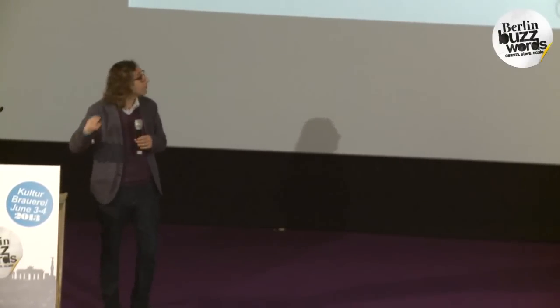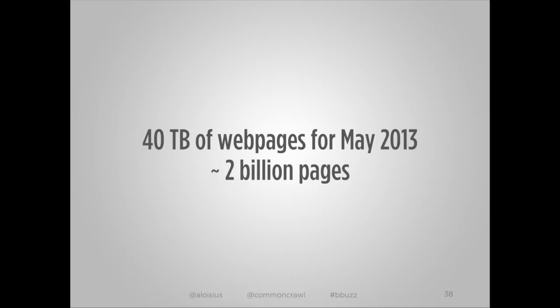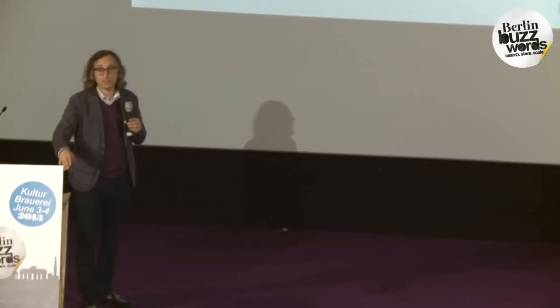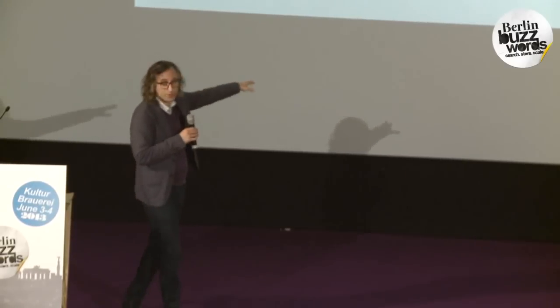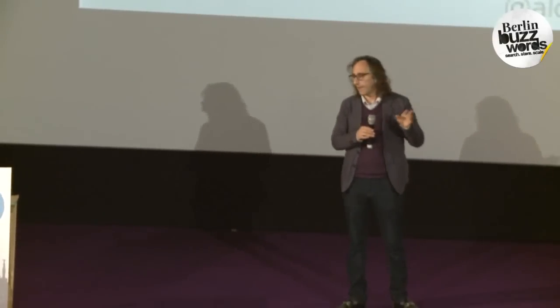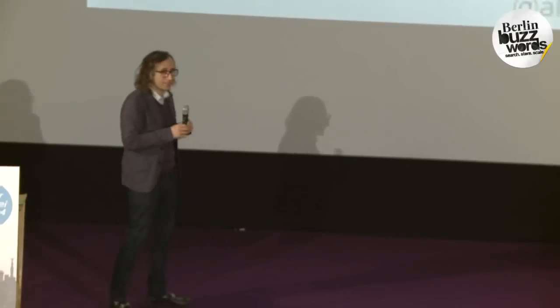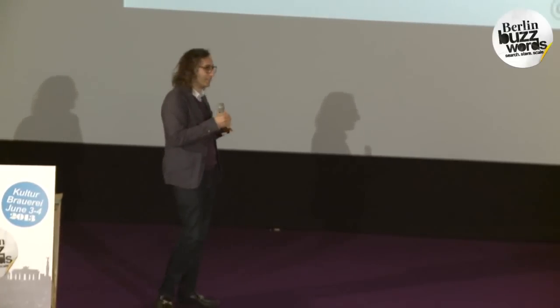For May of 2013, we have 40 terabytes of web pages, about 2 billion. And we're just starting this. This was all fetched using Apache Nutch, which we've been experimenting with. There's a bunch of algorithms you can use for deduplication of near neighbors, close duplicates: sketching, SimHash, locality-sensitive hashing, variants like that. They have their pluses and benefits. Generally speaking, in order to get these things to go fast, you have to trade off something. Usually it's memory.